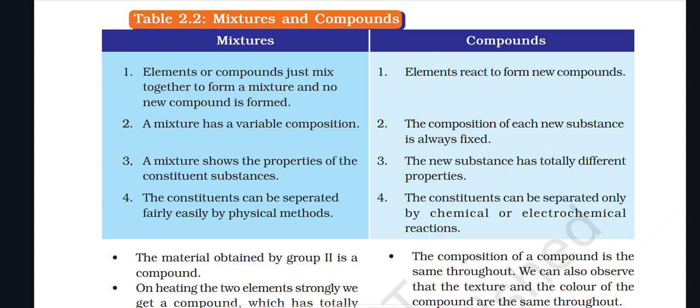There are differences between mixtures and compounds. In mixtures, elements or compounds just mix together, and no new compound is formed. In compounds, elements react to form new compounds. A mixture has a variable composition. The composition of a compound is always fixed. A mixture shows the properties of its constituents. The new substance has totally different properties. The constituents of a mixture can be separated fairly easily by physical methods. The constituents of a compound can be separated only by chemical or electrochemical reactions. Students, this table is very important, and it can be useful in writing and improving your answers.